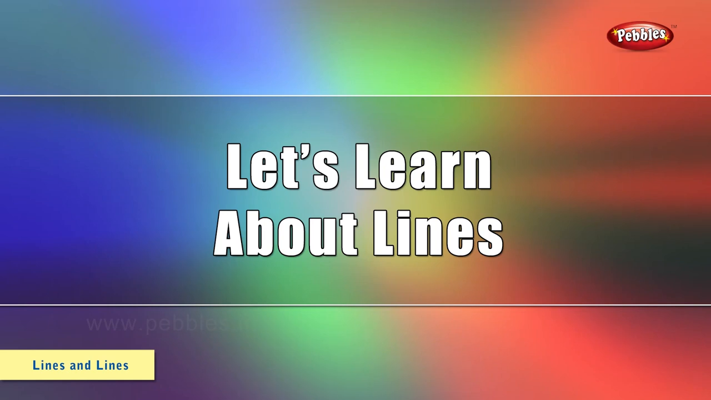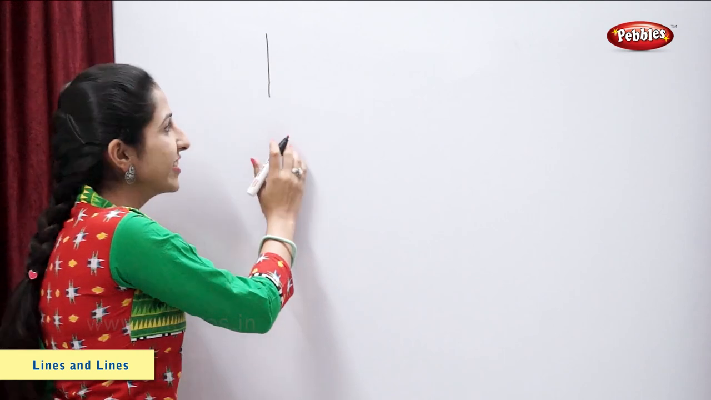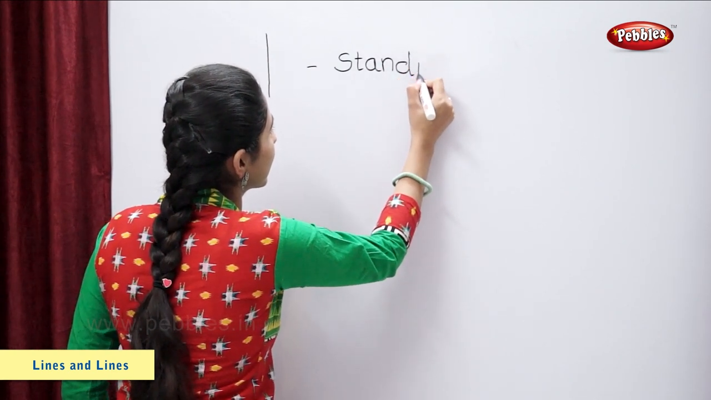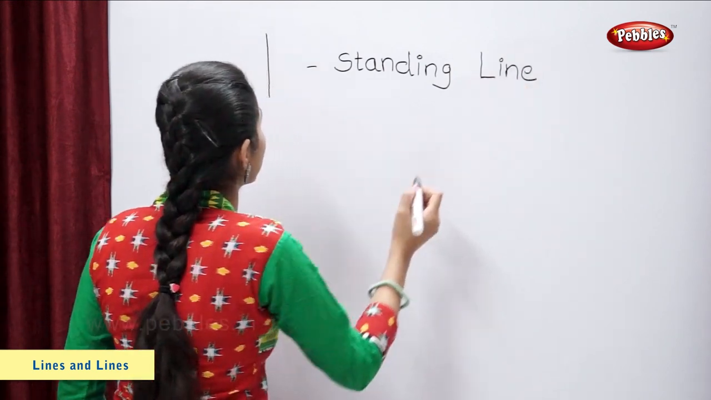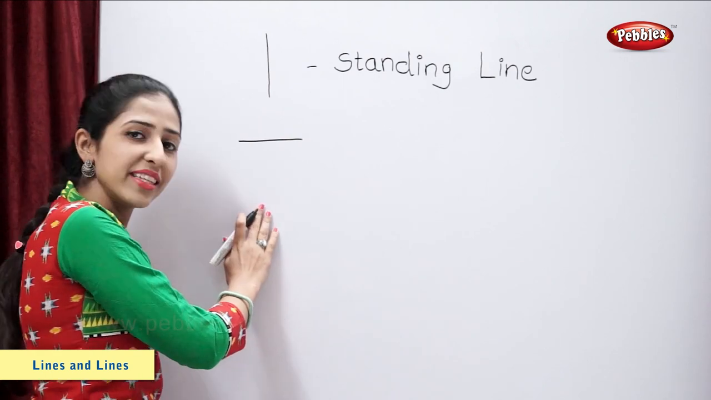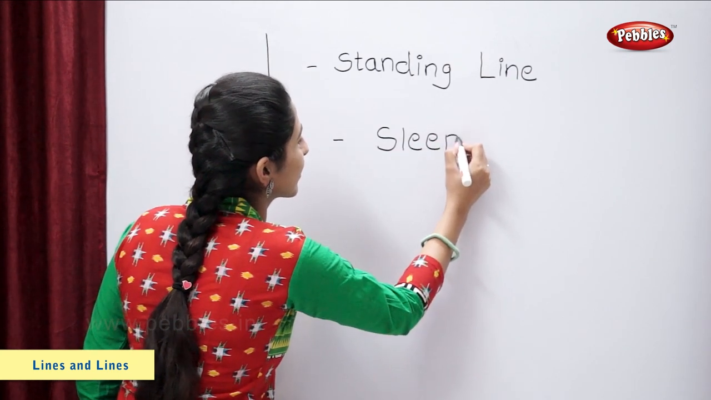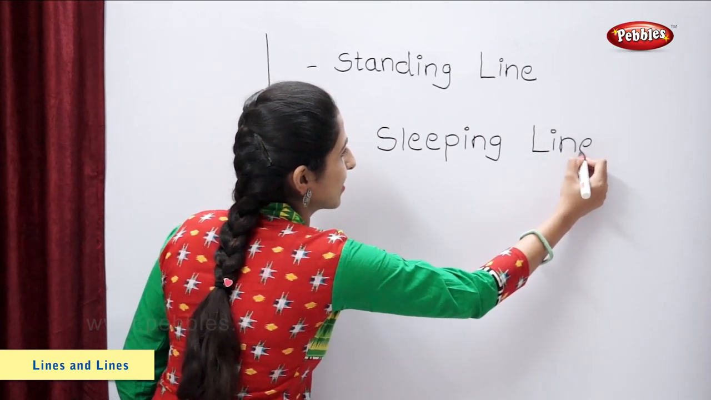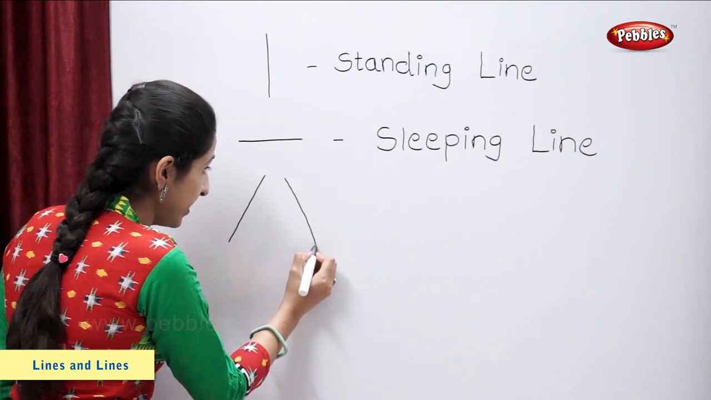Let's learn about lines. Students, now we learn about different types of lines. This is a standing line. This is a sleeping line. This is a slanting line. Even this is a slanting line.